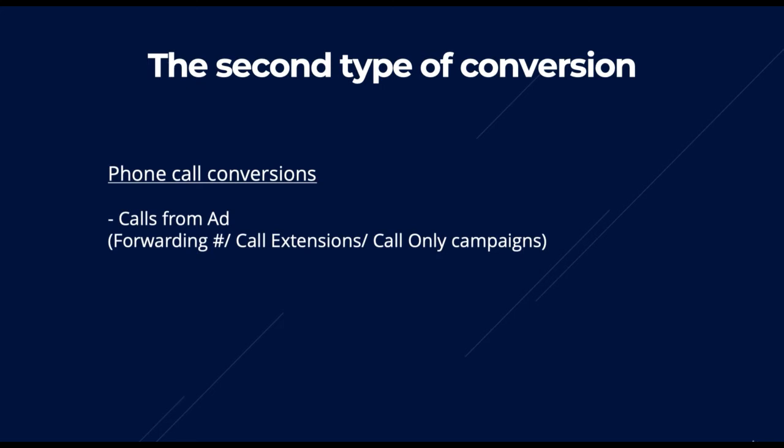So how does Google do that? It's done by using a Google forwarding number, which is basically a separate number that Google gives you, which displays on the ad, and when it's dialed, it will forward the call onto your actual office number or whatever number you choose. You can also track calls when you use call-only campaigns.